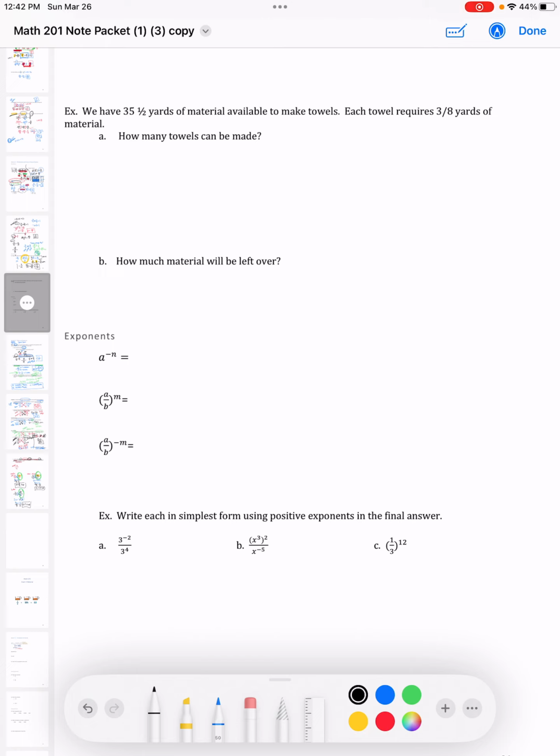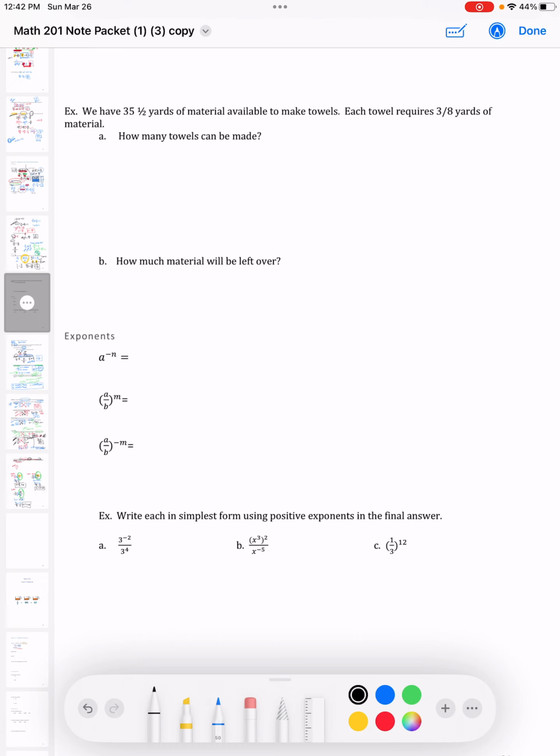So I kind of visualize in my head that I've got all this material, 35.5 yards laid out, and I start snipping away towels out of it. If I keep snipping away over and over again, that's repeated subtraction. I keep taking something away. Well, repeated subtraction is division, just like repeated addition is multiplication. So I'm going to work this as a division problem.